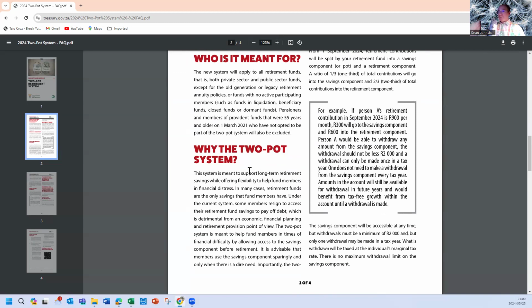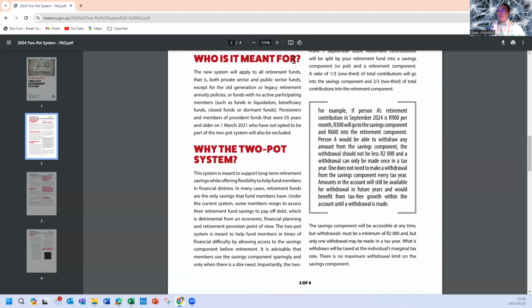I think they should have gotten a lot of actuaries and smart risk analysts to put together a more robust system, because every year the treasury is going to have to release how much money is being accessed from savings pots. It's as simple as that. Yeah, that's just my view.